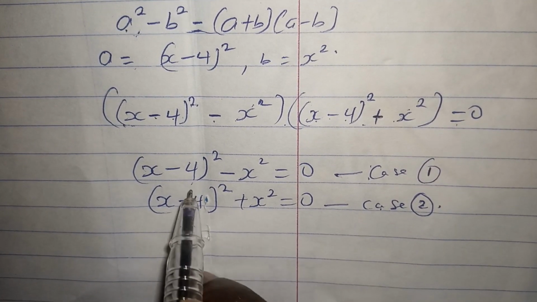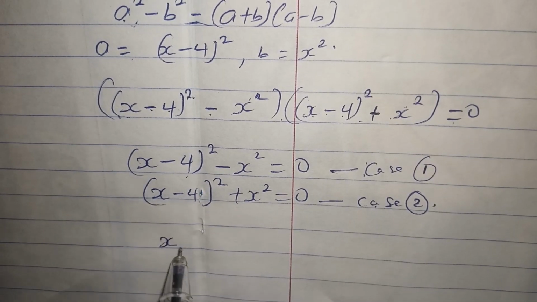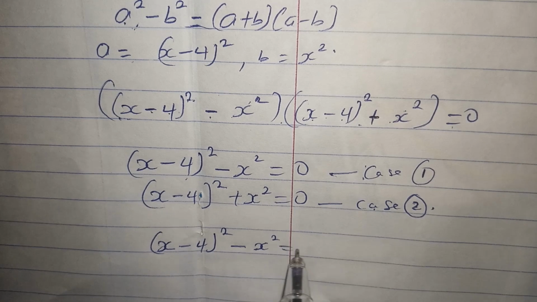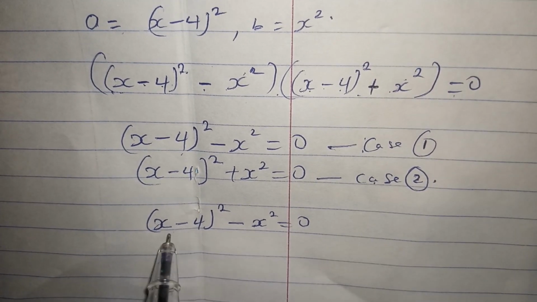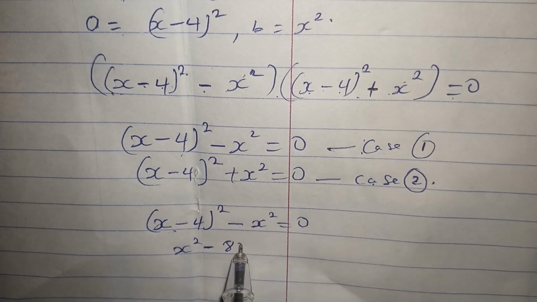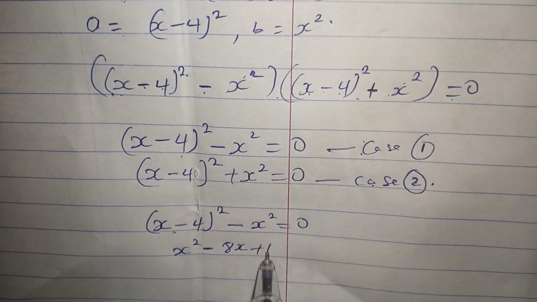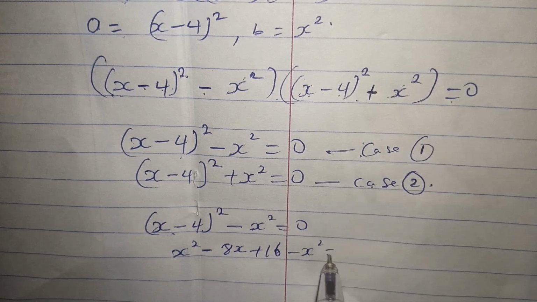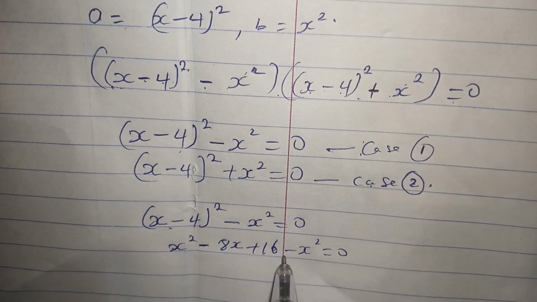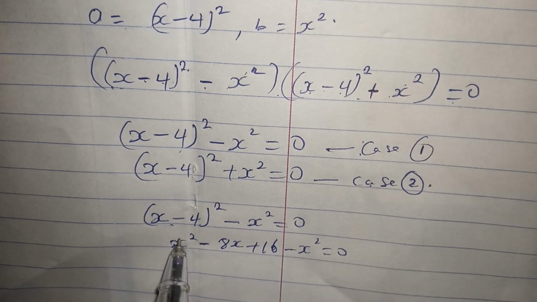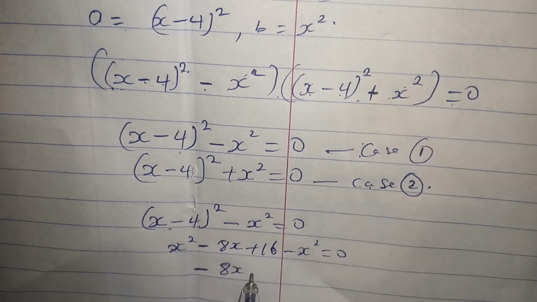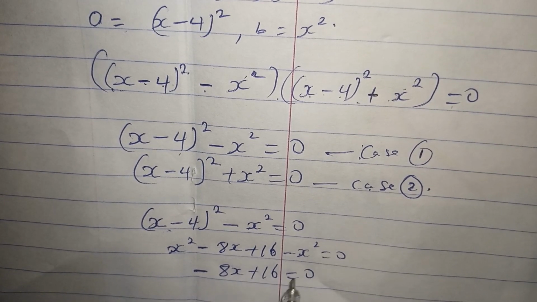So let's solve for case 1 first. In case 1, we are having (x minus 4) all to the power of 2 minus x squared equals 0. So if we open this bracket, we arrive at x squared minus 8x plus 16 minus x squared equals 0. Okay, so from here this and this will go because this one has a positive sign and this one has a negative sign. So we are going to have minus 8x plus 16 equals 0.